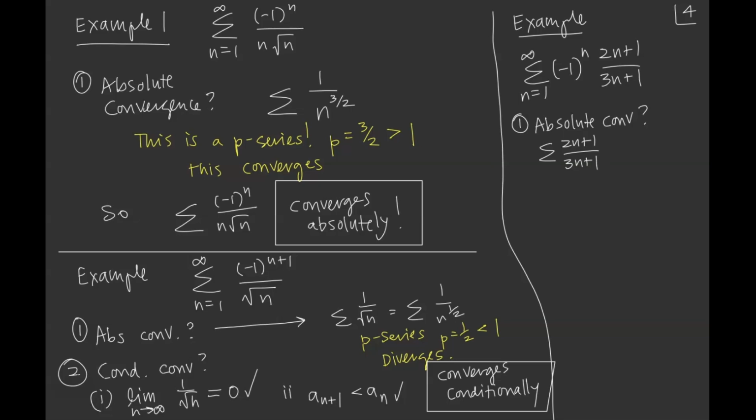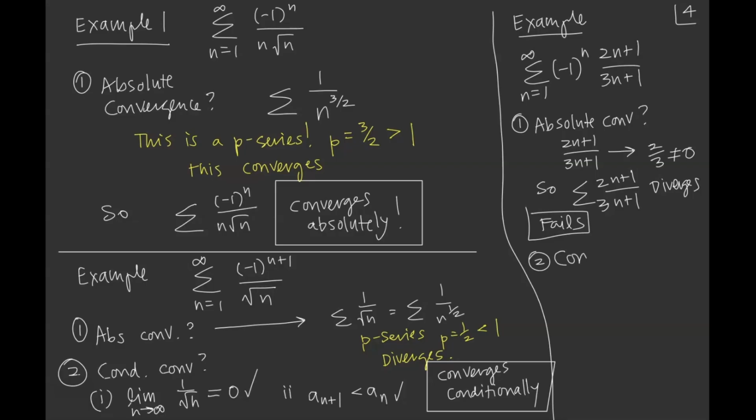Well, let me say it like this. This goes to 2/3, which is not 0. So the absolute value series diverges. So it fails the absolute convergence part. Let's try conditional convergence at least, maybe, hopefully.